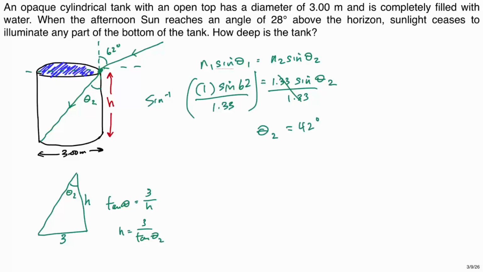Okay. So now I know what that angle is. And so the height's going to be 3 divided by the tangent of 42. Tangent of that number divided by 3. I got 3.4.